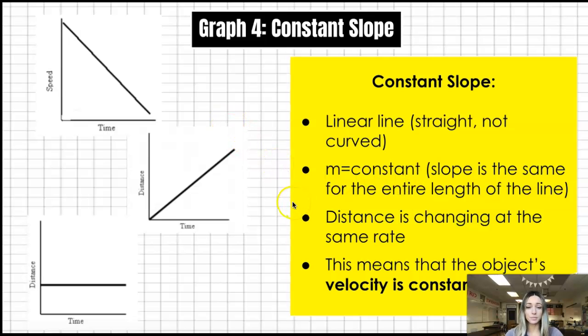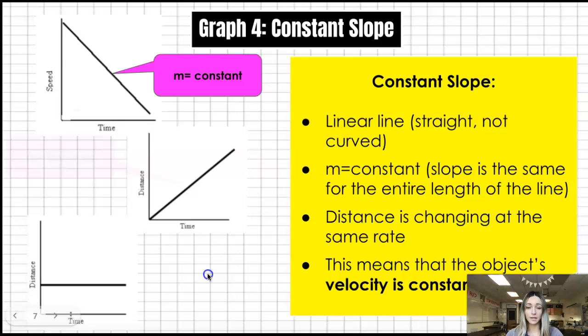A constant slope tells me that the distance of the object is changing at the same rate, or distance is changing the same amount per each unit of time. This means that the object's velocity is constant. So if you think back to the examples of positive slope and negative slope, I told you don't fall for the trick that this means the object is slowing down and this means it's speeding up. Now we know that the constant slope, or the straight line, tells me that the velocity, or the speed of the object, is staying the same.